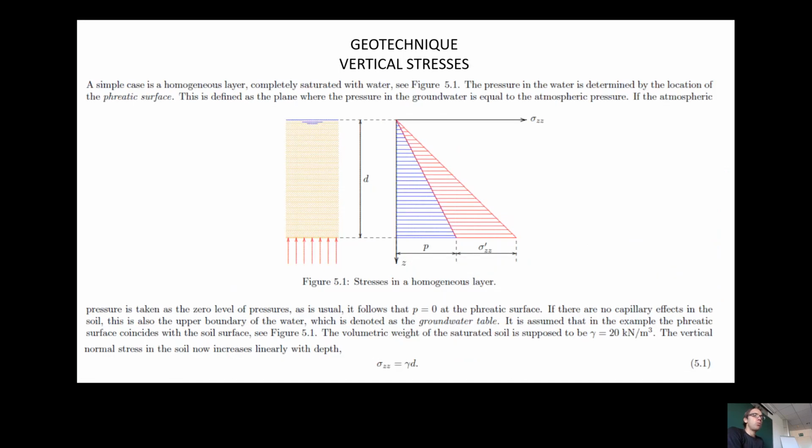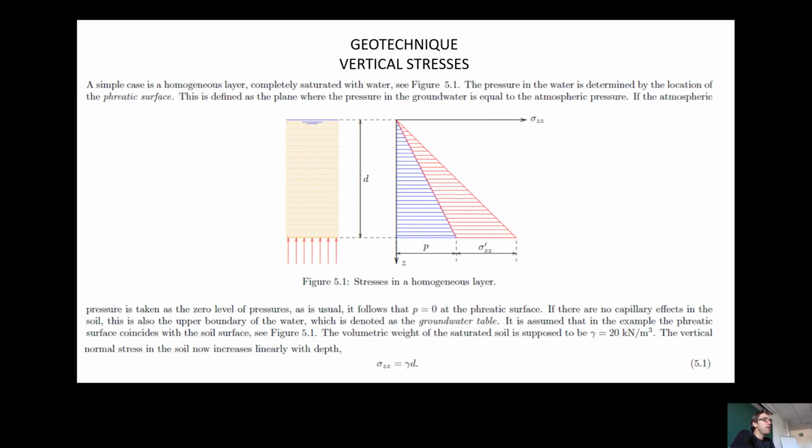Yes, we can start with an example. This is a very simple case of a homogeneous layer of depth D, with water at the top, and we are interested in understanding the pressure inside the soil. We can see that we have water here, which we call the phreatic surface. At this point, it is possible to use, as we said, the Terzaghi principle.